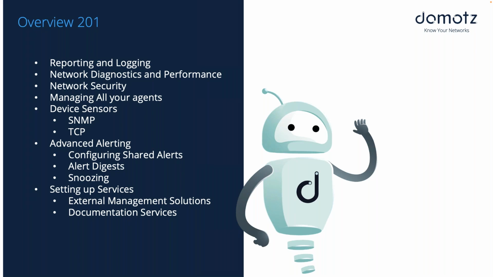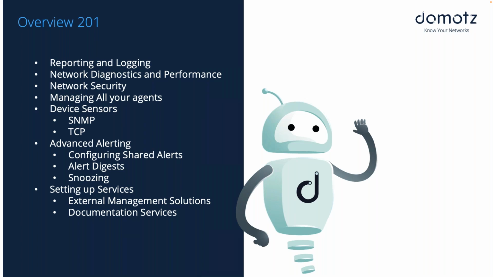And then we branch into how you can monitor all of your devices as well as agents that are out there through that inventory tab and really through the monitoring dashboards. We'll go into how you set those things up. We'll also touch on some more of the advanced topics like actually setting up device sensors, when you would use SNMP and when you'd use TCP. We'll talk about the configuring of shared alerts, but then we'll also talk about how you can snooze alerts and how you can consolidate alerts into a single file that you get on a timely basis.